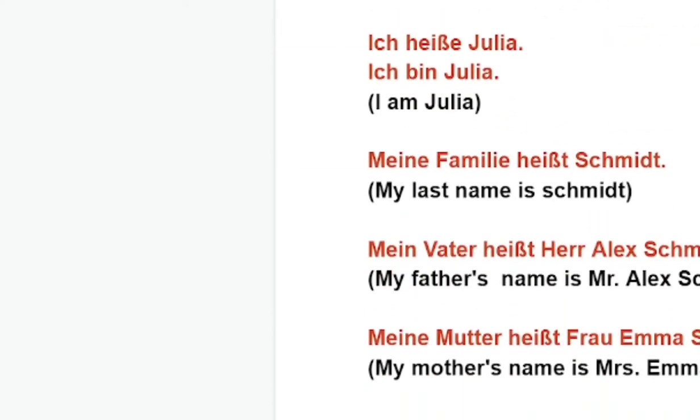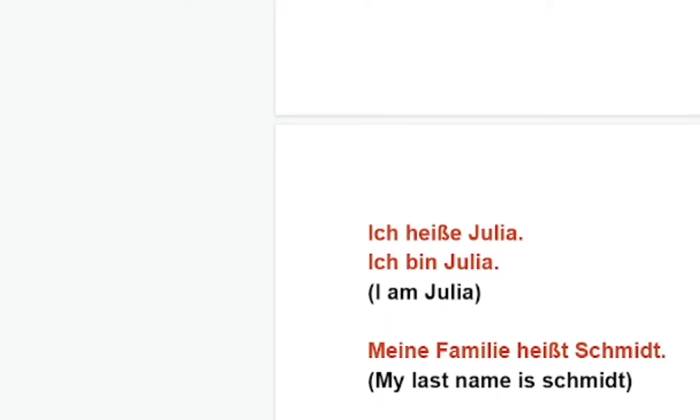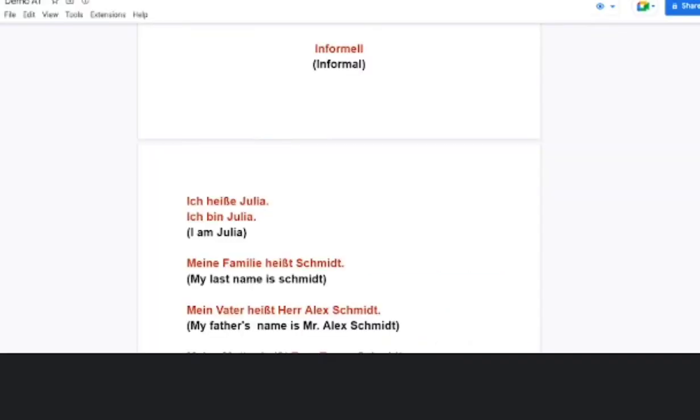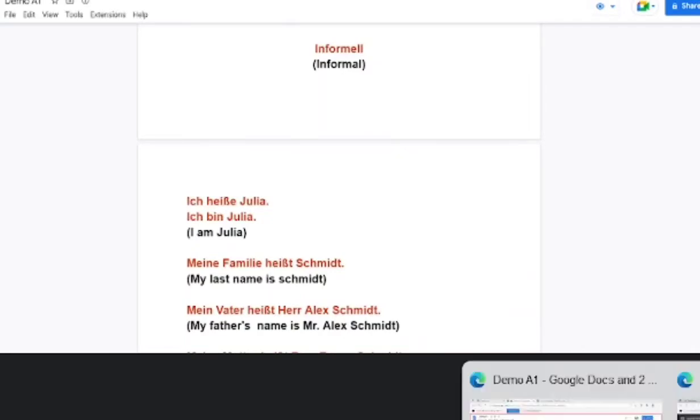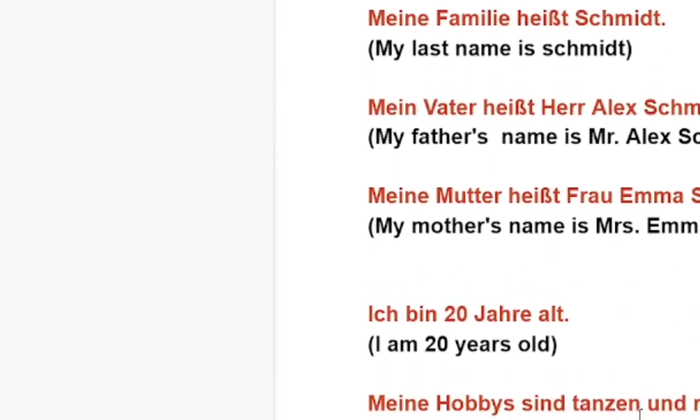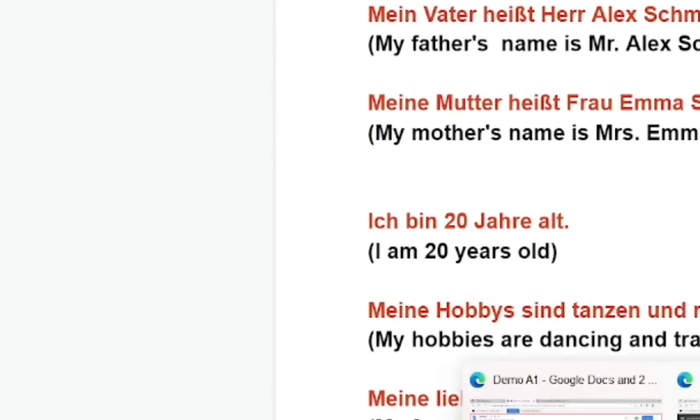Okay, good. Now we will introduce ourselves in an informal way. Informal. Ich heiße Yulia. Ich bin Yulia. Next. Meine Familie heißt Schmidt.